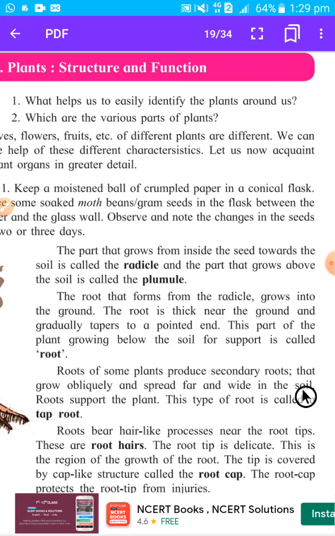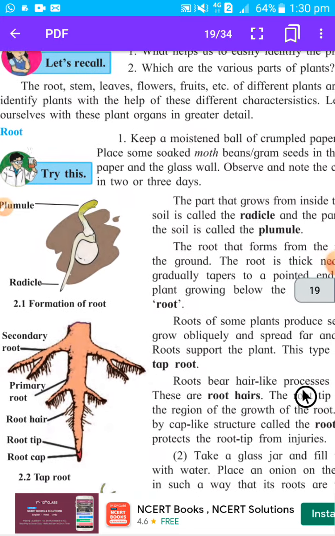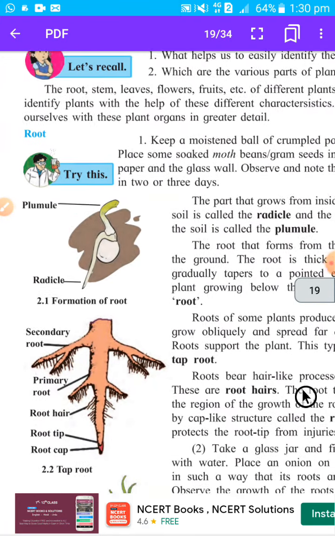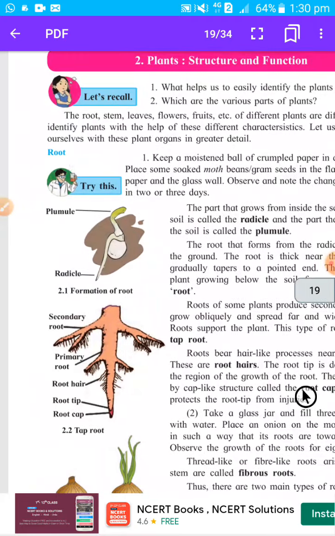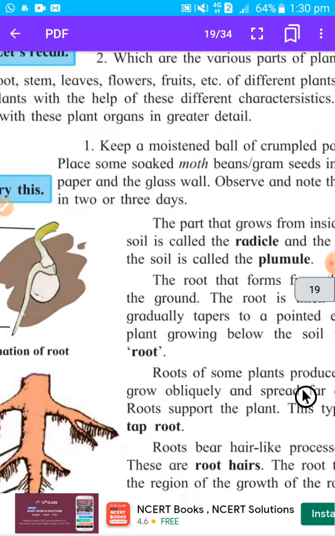Okay, then which are the various parts? As I have told, root, stem, leaves and flowers, these are the important parts of the plant. The root, stem, leaves, flowers, fruits, etc. of different plants are different. We can identify plants with the help of these different characteristics. So due to these parts we can easily identify a particular type of plant. Let us now acquaint ourselves with these plant organs in greater detail. So we have to study all these plant parts in detail.